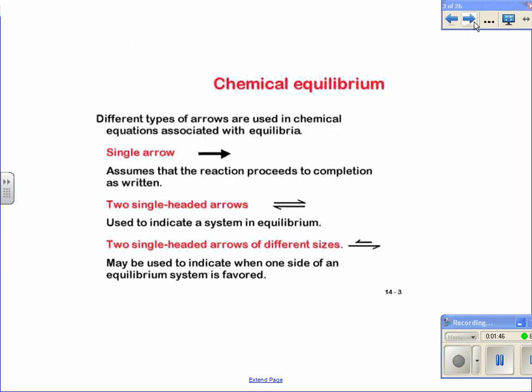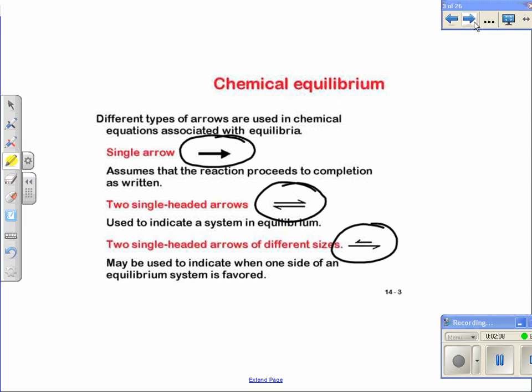Now, we do use arrows to represent equilibrium. A two-headed arrow, going both ways, represents equilibrium. Old school, before we got to equilibrium, you'd use a single arrow. You could actually change the sizes of the arrows based on if one side is favored or whatnot, but we don't use that. This is the arrow you really need to be able to use, the double-sided arrow right there. That's the one we care about.